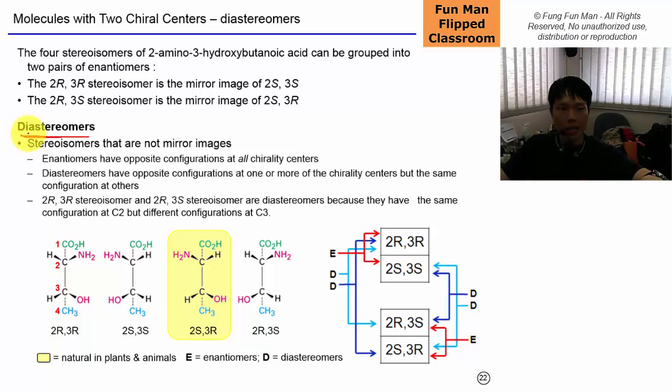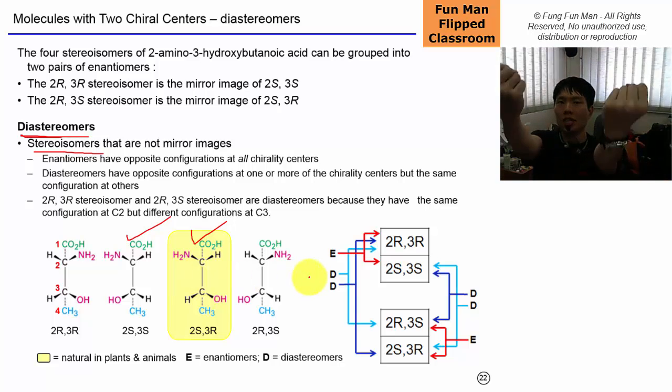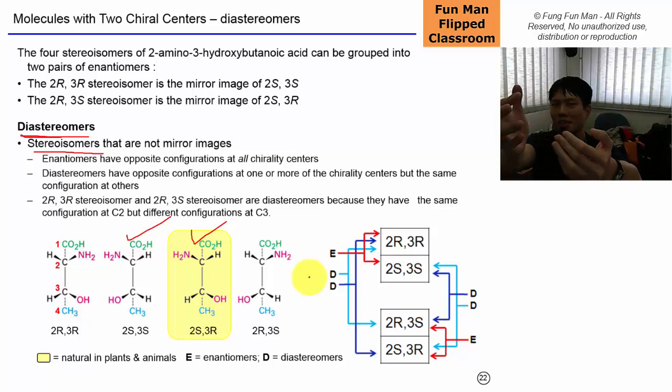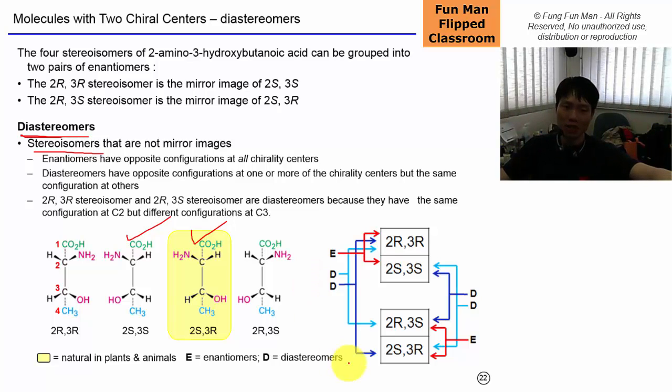Now something called the diastereomers. They are stereoisomers that are not mirror images. Back to that example we talked about on the previous slide. If we pick this and that, they are somewhat related, but what is the term to describe them? They are called diastereomers. Because now you have two chiral centers within the same molecule, but you only change one of them. So they are non-superimposable to each other, but they are not enantiomers, and they are also not mirror images. So we call them diastereomers.